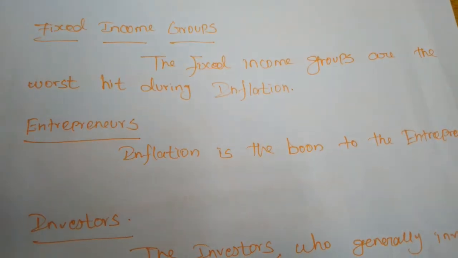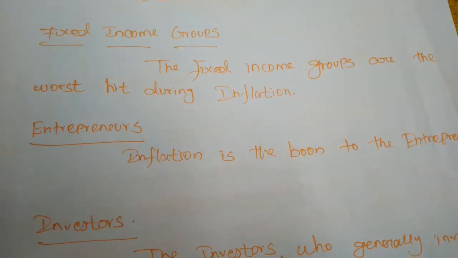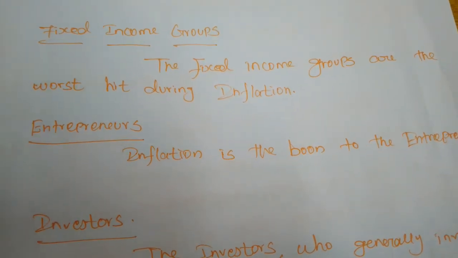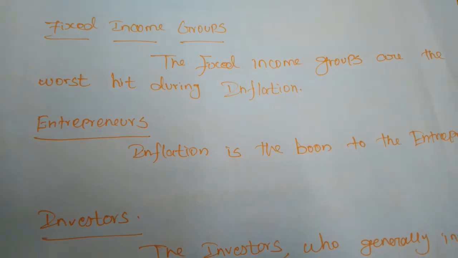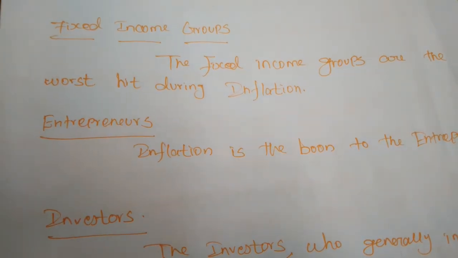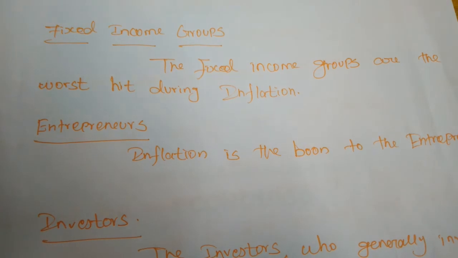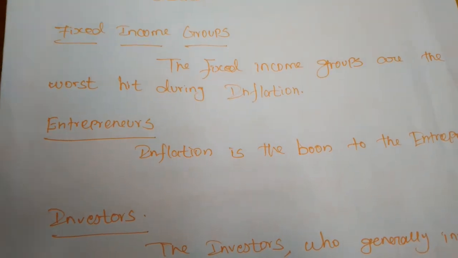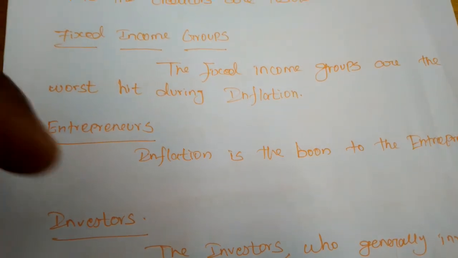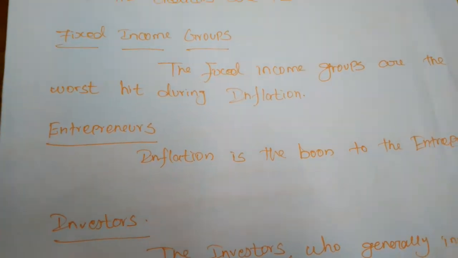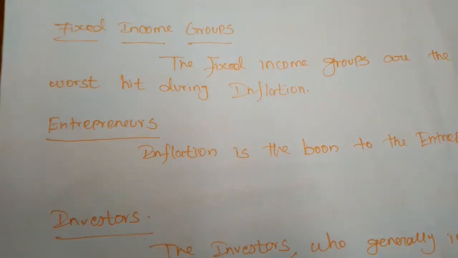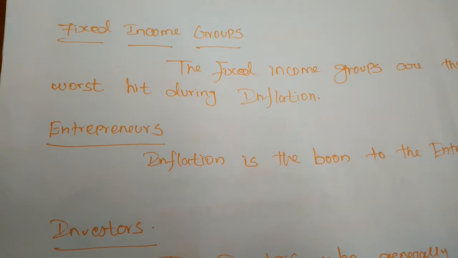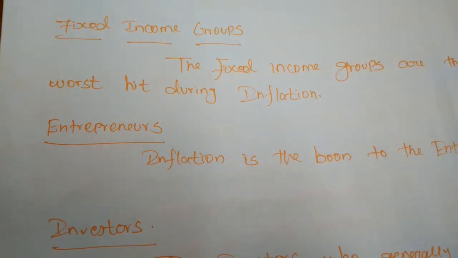For example, in normal time, if the price of 1 kilo of rice is just 50 rupees and their income is enough to purchase it at 50 rupees, then in the time of inflation the price may increase from 50 to 70, and the fixed income group is unable to purchase that 1 kilo of rice at 70 rupees. So they will reduce the 1 kilo of rice to half a kilo.